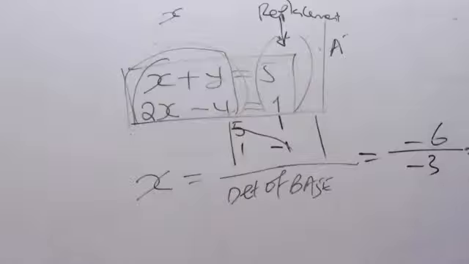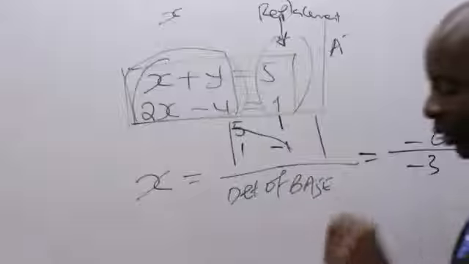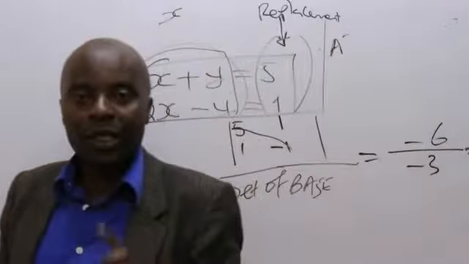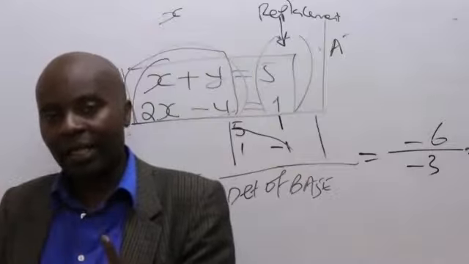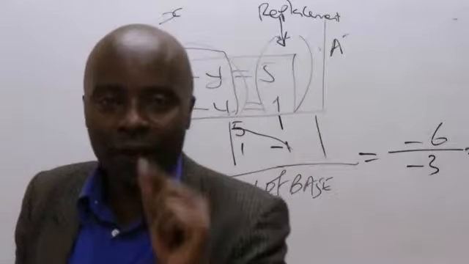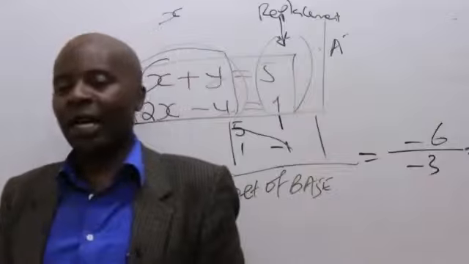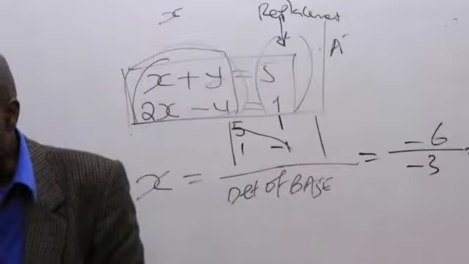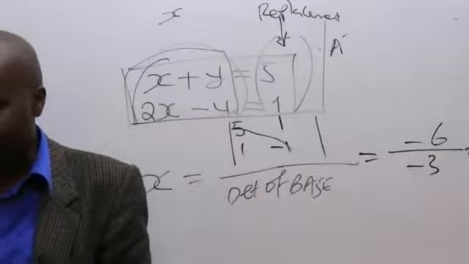Somebody is giving us 2. I know you have not understood this very well, but I would want you to take a step of faith. You take a step of faith and get for us the value of y. How do you get the determinant of the base? That I'll be able to explain very fast.